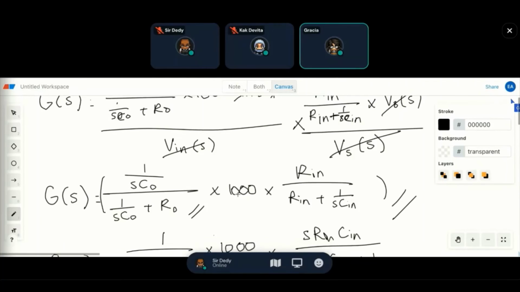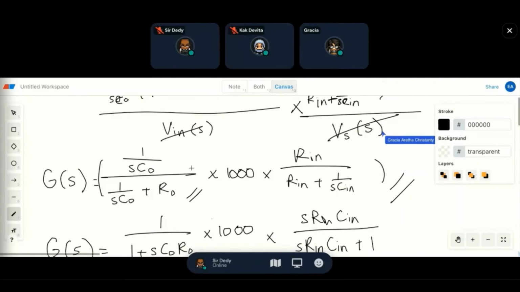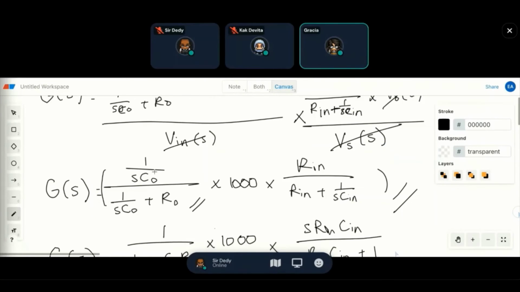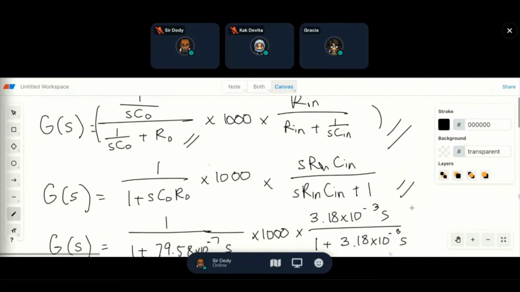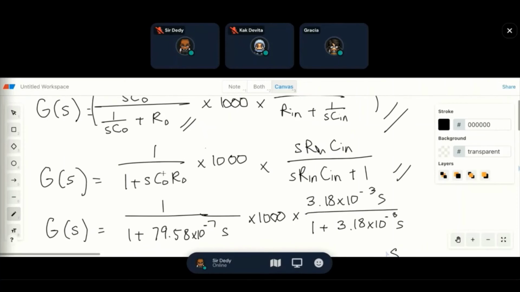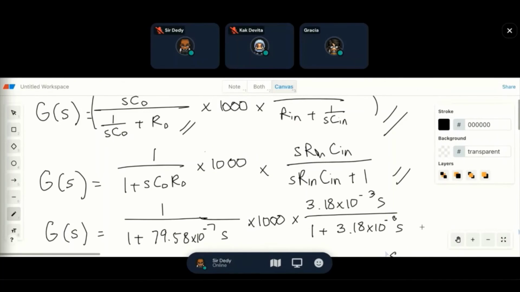Now, this equation is not really that nice because we have a fraction in the numerator and denominator, so we can just multiply everything by a constant. For this one, we multiply everything by SCo, and for this one we multiply everything by SCn. So what we will get is this simplified form. Now, we can just input all the values of the variables, and this is what we will get.